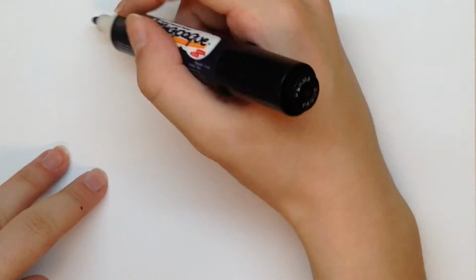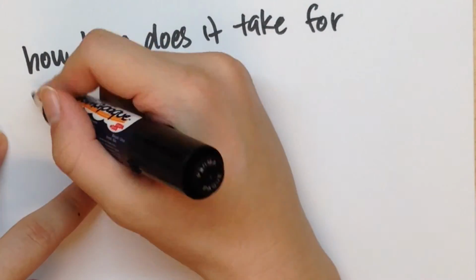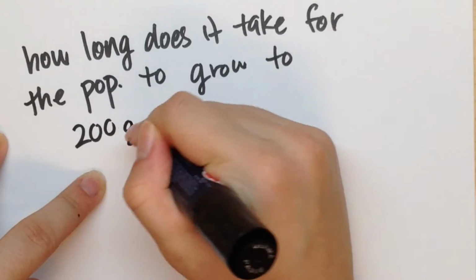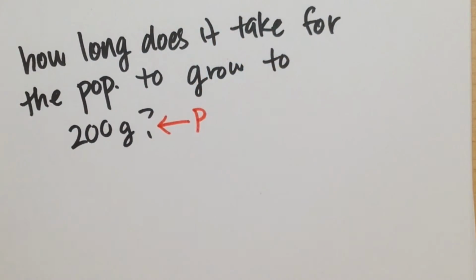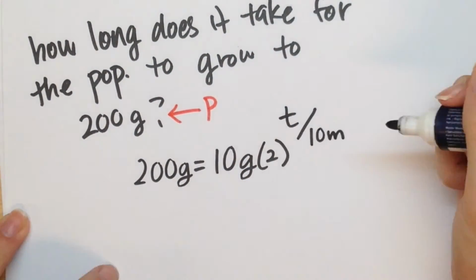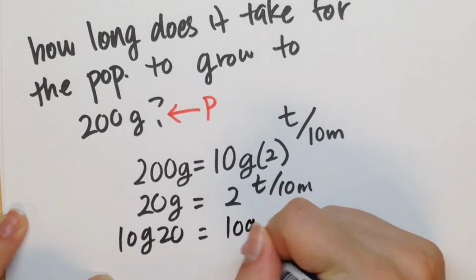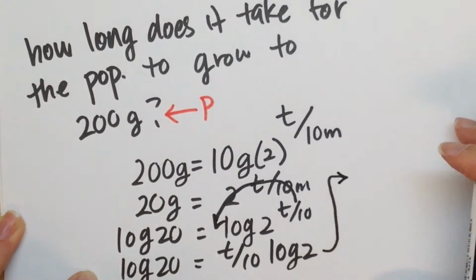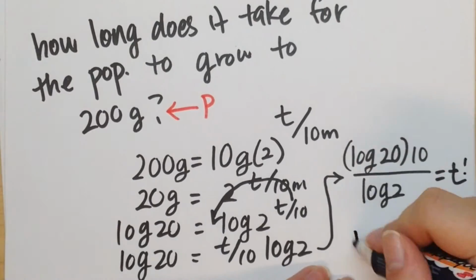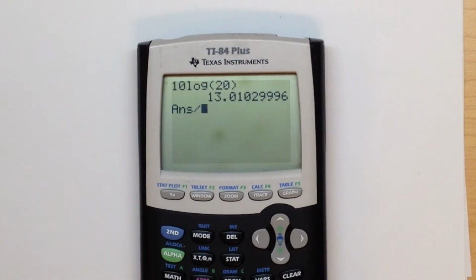Here is a growth example. How long does it take for the previous population of bacteria to grow to 200 grams? Using the method from the simple example shown before, you can easily solve for t by using logs. If you need further clarification, just pause the video to view each step in finding t.